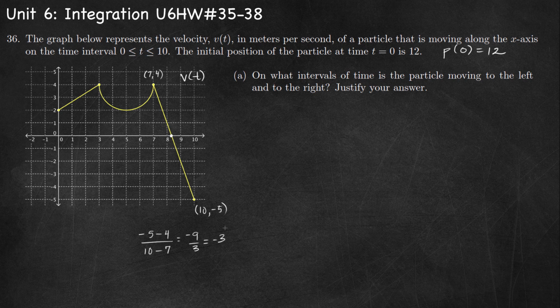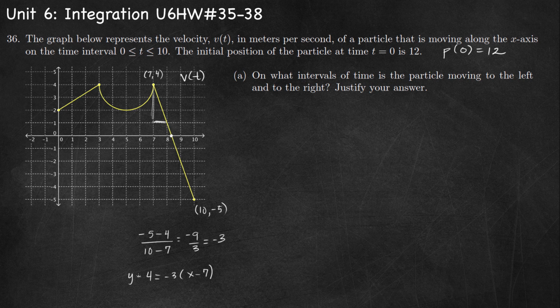Okay, I feel silly now. I didn't really need to do that. I could have just looked and saw that it went down 3 and over 1. So the slope is -3, and then we can write our equation, y minus 4 equals -3 times x minus 7. And I'm trying to figure out where this linear equation is equal to 0.